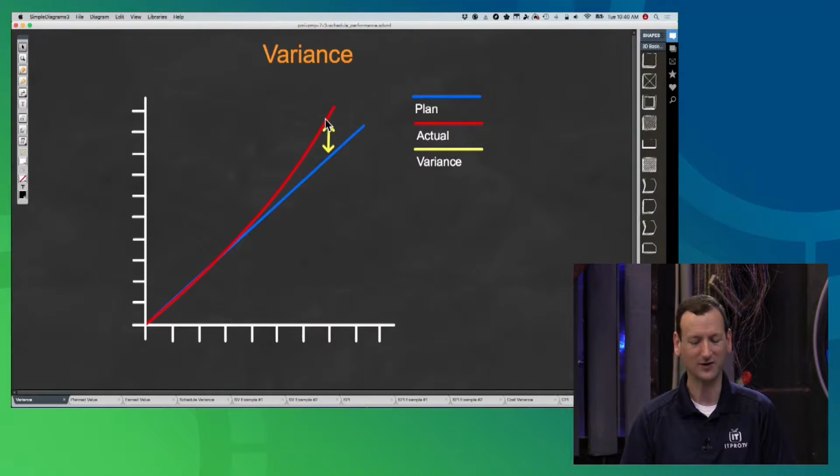Now, I'm showing the red line going up. The red line could be going down. It could be doing an S-curve. You could be all over the place with these things. That happens just as often as anything else.